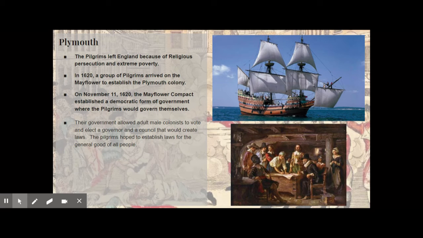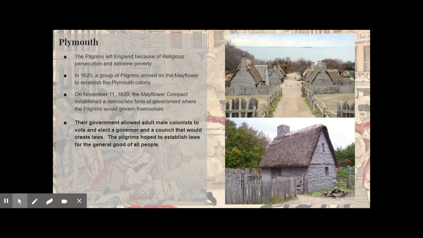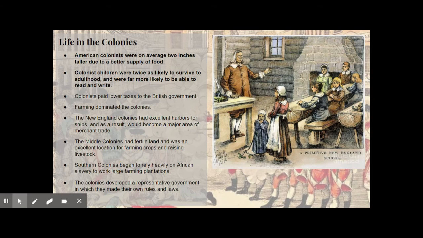Now, on November 11th, 1620, they agreed to what's called the Mayflower Compact, which was a document that set out a democratic form of government where the Pilgrims would essentially govern themselves, which was a fairly new concept for any place in the world, much less the colonies. Their government allowed adult male colonists to vote and elect a governor and a council that would create laws. The Pilgrims hoped to establish laws that would benefit everyone. It should be noted that women and most minorities were not allowed to vote in this situation. But at least it was a step in the right direction.